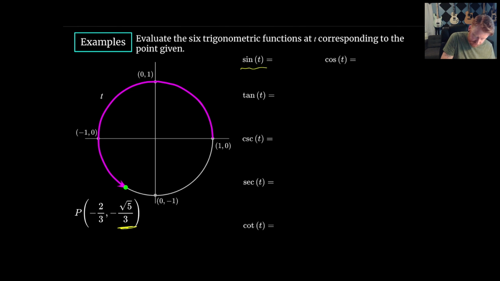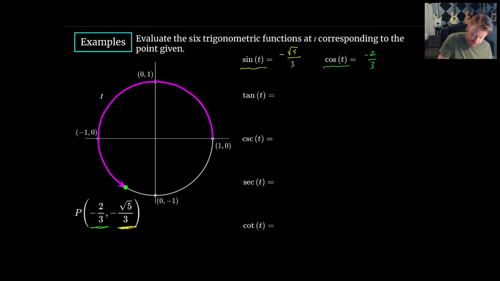So it is as simple and as straightforward as just writing in negative square root of 5 over 3. And the cosine value is just the x value over here. So we can just write in that the cosine of t is negative 2/3. Now that we have these two, we can just use those relationships that we saw on the previous page to get all of the rest of them here.